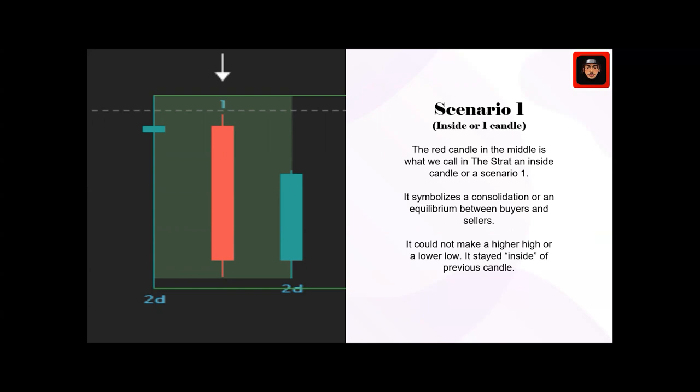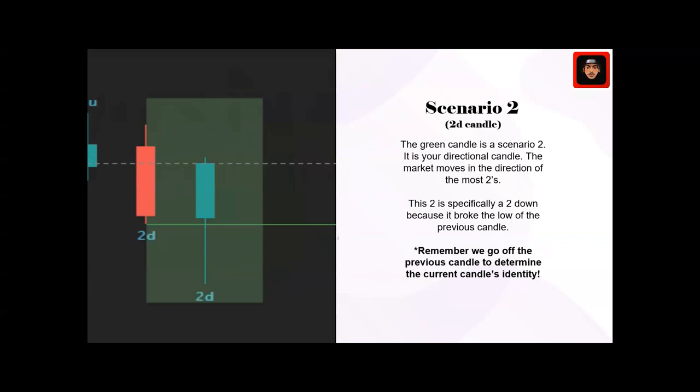It basically just stayed inside of the previous candle. Price didn't really go anywhere, all right? A scenario two, or in this case, a two down. Because with two, some people just say two. Some people say two up or two down or two D or two U. A two down, we break the low. All right. We broke the low right here.